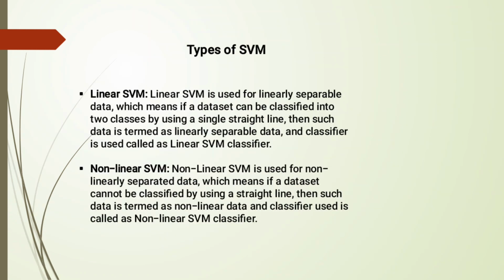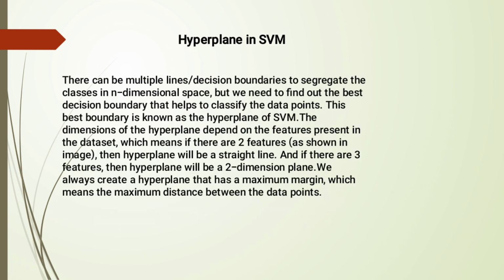Next, types of SVM: linear SVM and non-linear SVM. Linear SVM is used for linearly separable data, which means if the data set can be classified into two classes by using a single straight line, then such data is termed as linearly separable data. Non-linear SVM is used for non-linearly separated data, which means the data set cannot be classified by using a straight line.